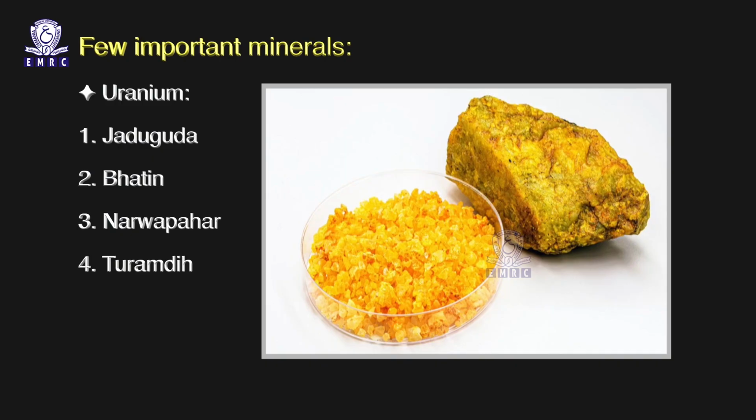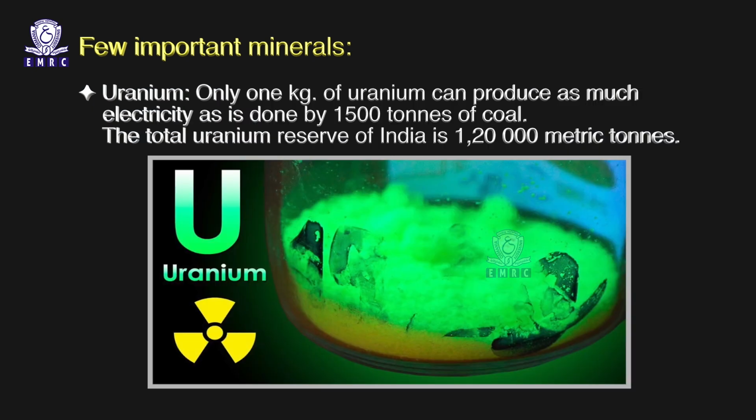Uranium and thorium are the main atomic minerals. Uranium is mined at Jaduguda, Bhatin, Narwapahar and Turamdih in the Singhbhum district in the east of Jharkhand. Only 1 kg of uranium can produce as much electricity as is produced by 1,500 tons of coal. The total uranium reserve of India is 120,000 metric tons.